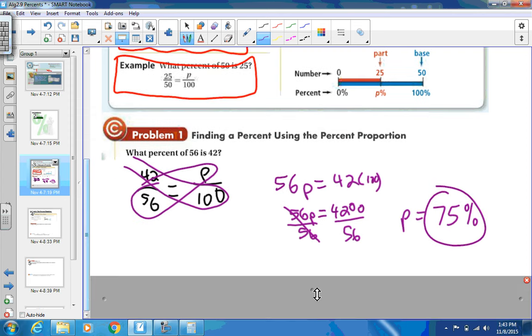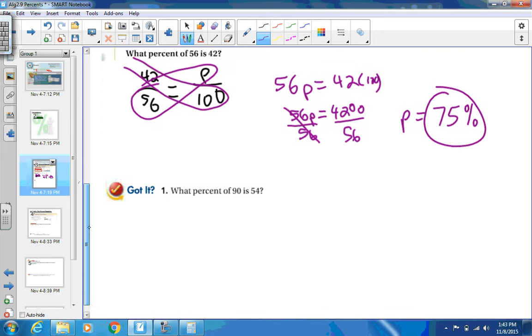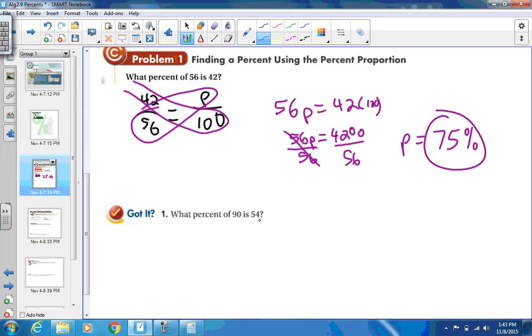One example I'd like you to try on your own is this one right here. What percent of 90 is 54? So go ahead. All right, so I'm going to set it up the same way we did before. What percent of 90? So 90 is our total. 54 is our part. So that's equal to P over 100.